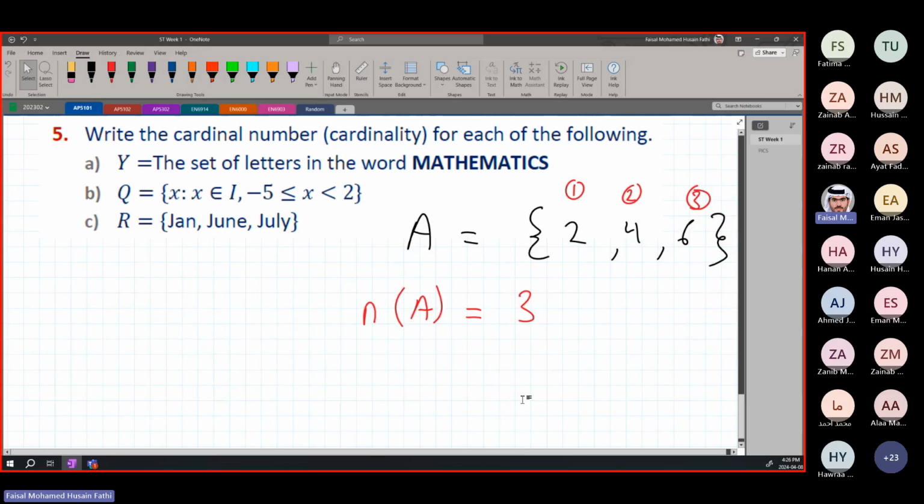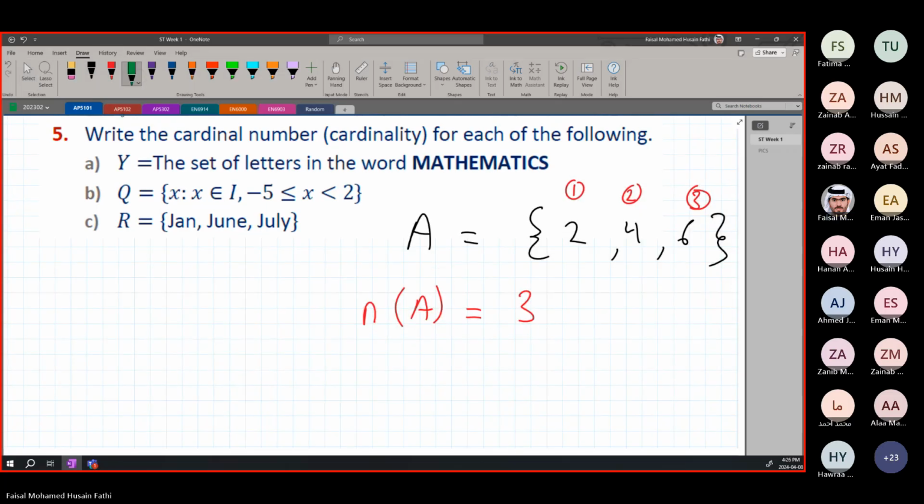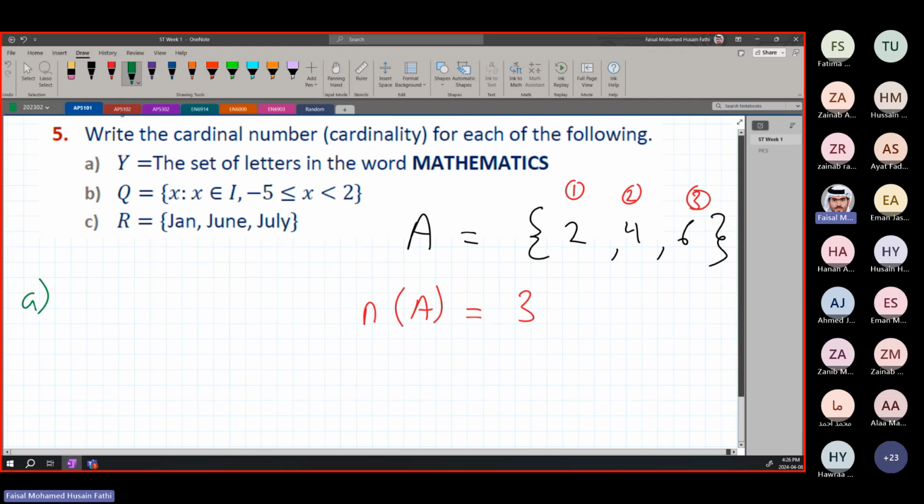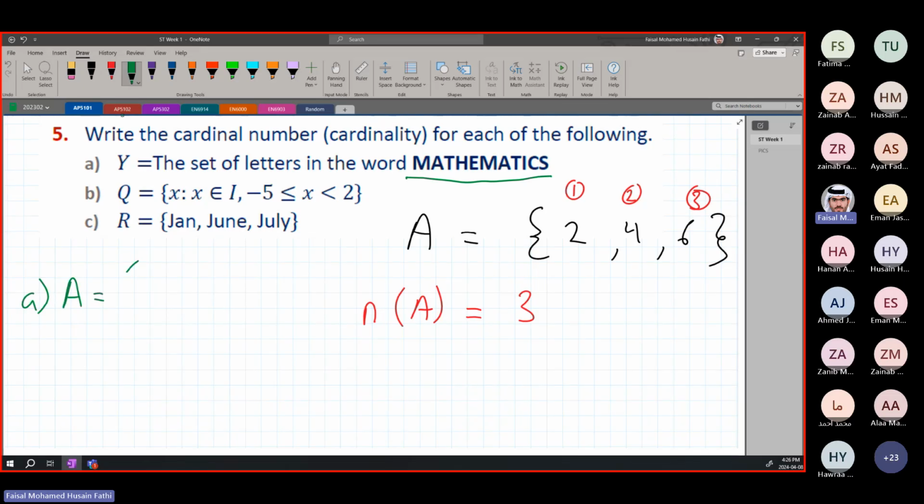I'm going to keep this on the side. So let's actually solve the question now. Part A: what is the set of letters in the word mathematics? One thing you need to know in a set, all right? Let's write the set down first. A set does not have repeating values. A set will not have the number 2 twice, or the number 4 twice, or the number 6 twice. It will have unique elements each time.